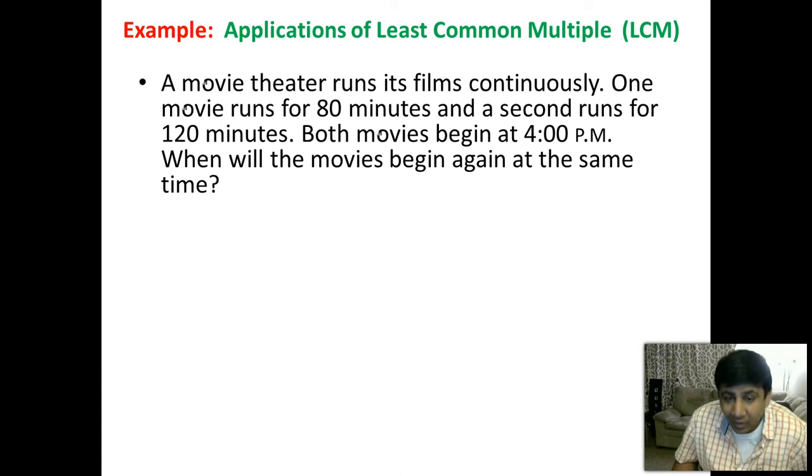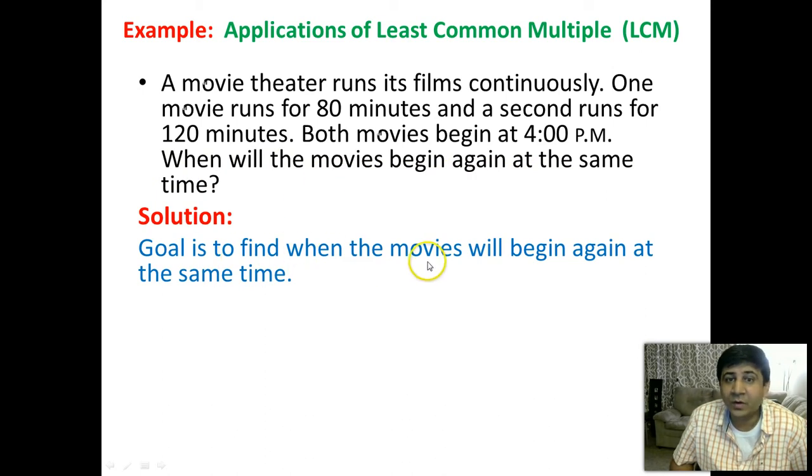One movie is shorter and runs only for 80 minutes. The second movie is longer and runs for 120 minutes. We know that both start at 4 p.m. When will the movies begin again at the same time? That's our goal here: to find when the movies will begin again at the same time.